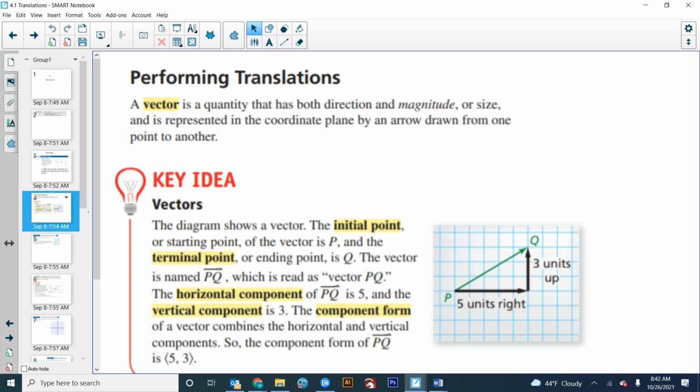It helps you remember because a vector is a quantity that has both direction and magnitude, or size. So don't overcomplicate that. Do you know what the word direction means? Like you point to something and you say, go that way. Okay, direction. What's magnitude though?